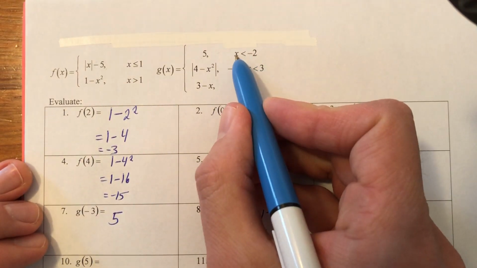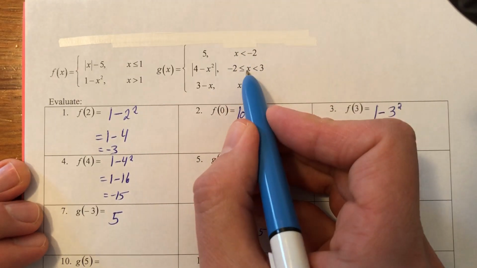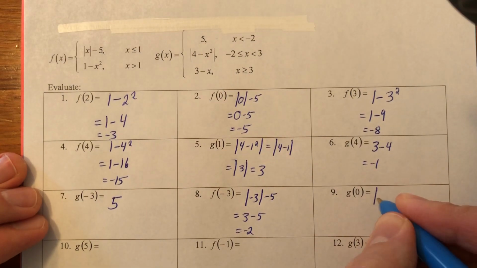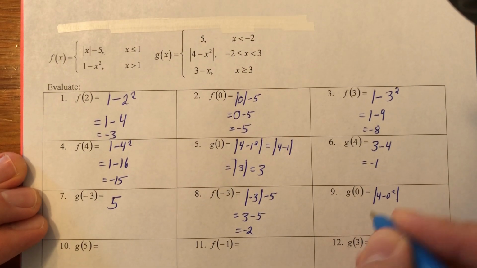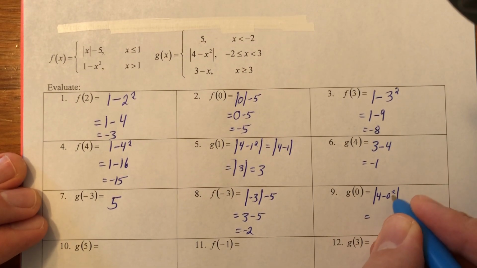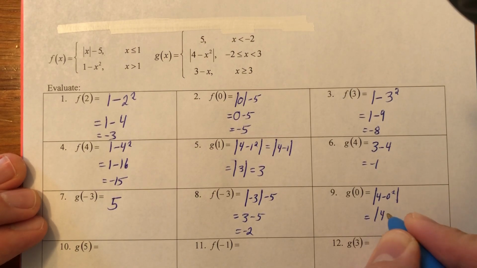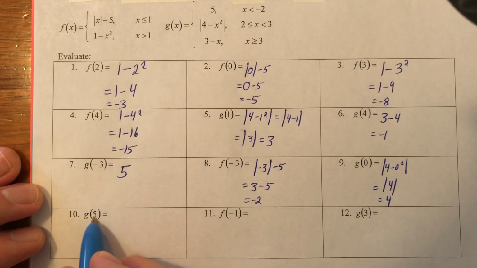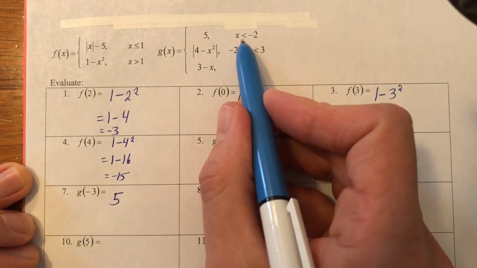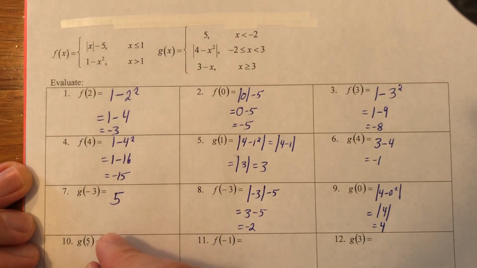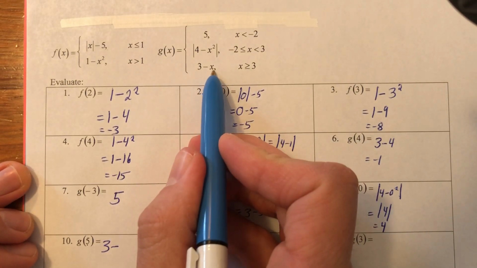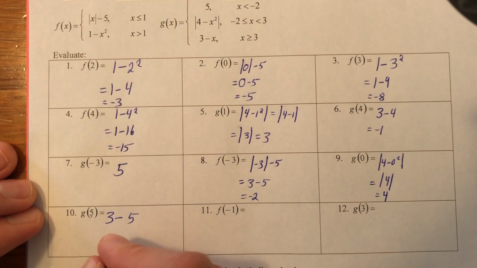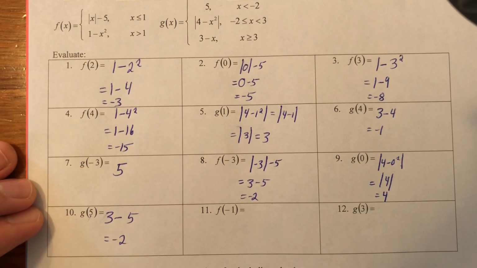G of 0. 0 is not less than negative 2. 0 is between negative 2 and 3, so we're going to go here and use this one. Absolute value of 4 minus 0 squared. 4 minus, well, 0 squared is 0, so we have absolute value of 4. And that's, well, 4. All right, g of 5. 5 is greater than 3. So we have 3 minus x. Well, our x is 5. There we go. So it's negative 2.